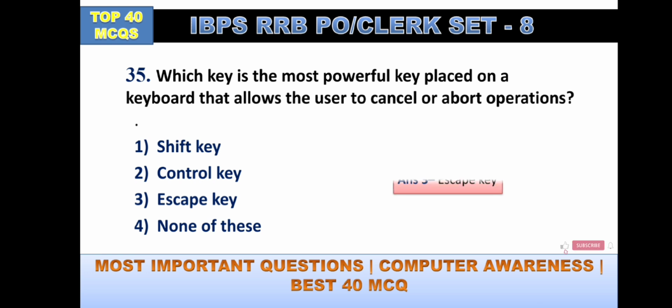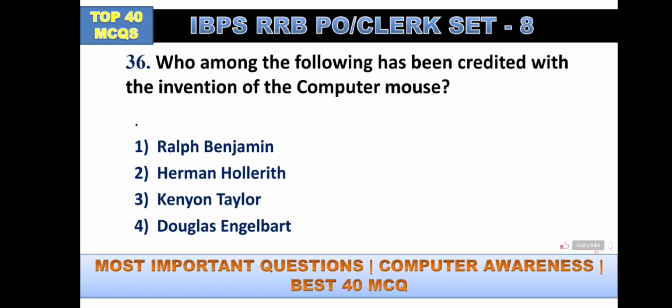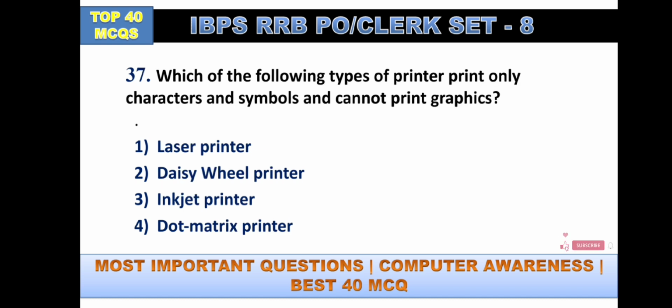Okay, escape key. Question number 36. Who among the following has been credited with the invention of the computer mouse? So the computer mouse was invented by Douglas Engelbart. Okay, Douglas Engelbart. Okay, here it will be option number 4. Okay, which of the following types of printer prints only characters and symbols and cannot print graphics? So this type of printer is called a daisy wheel printer.